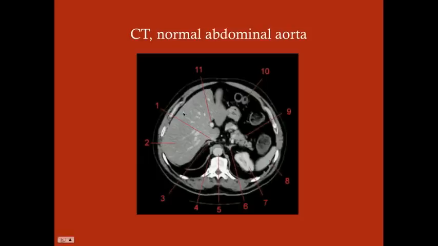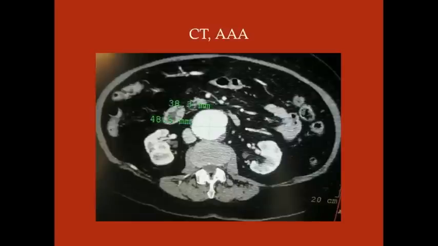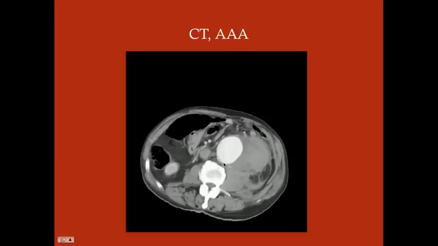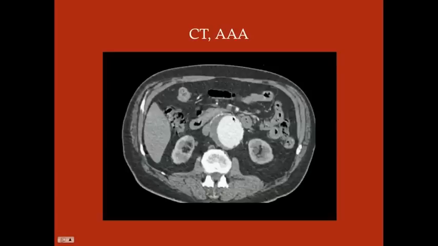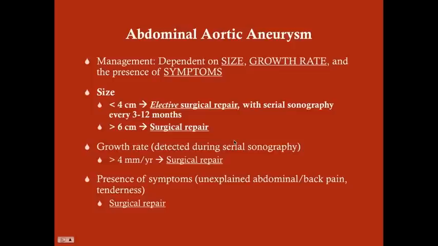Okay, so here's a CT of a normal abdominal aorta. Your abdominal aorta is right here, listed as number 5. And here's a CT of an aneurysm. So this is 4.8 centimeters. Here's another one here. And another one here. Okay. I don't expect you to get pictures on the USMLE just because you can't measure the picture on the computer.